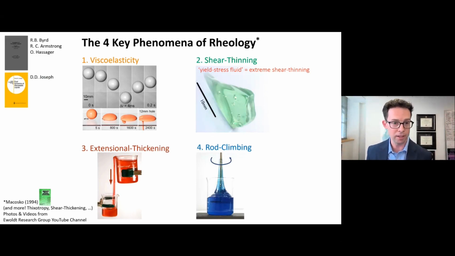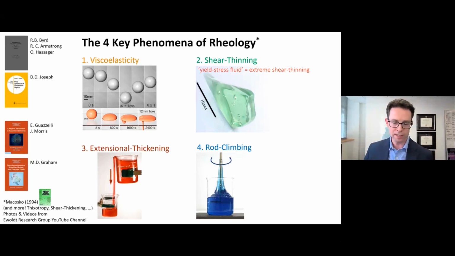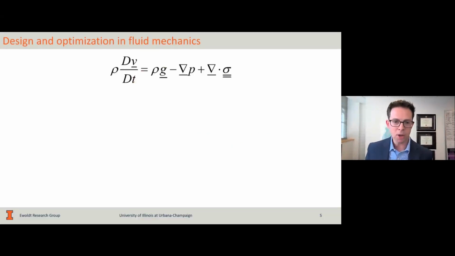And I show a couple here, Dan Joseph, Bob Bird, Bob Armstrong, Ola Hassiger, who've written works here that focus on the continuum level of complexity, and some more recently by names who are also very active in the DFD, Elizabeth Guazelli, Jeff Morris, Mike Graham, writing books that tend to focus a little more on microstructural ideas and where these properties really come from. So we have all this complexity, and I want to talk about design.